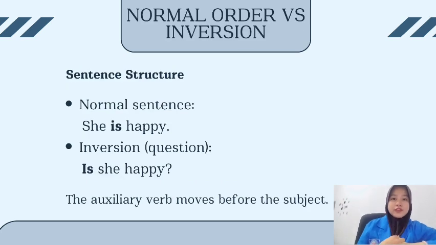Let's look at the difference between normal order and inversion. In a normal sentence, the order is: she is happy. Here, the subject she comes before the auxiliary verb is. However, when we form a question with inversion, the order becomes: is she happy? The auxiliary verb is now placed before the subject she. So the auxiliary verb moves to a position before the subject. This is the characteristic feature of inversion.